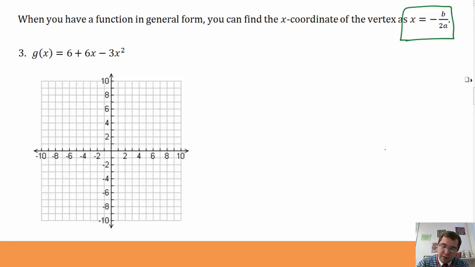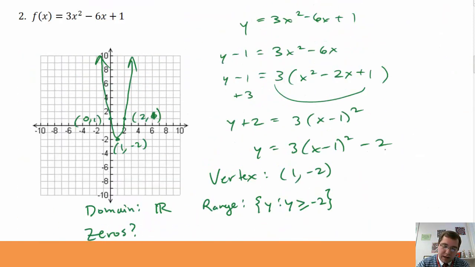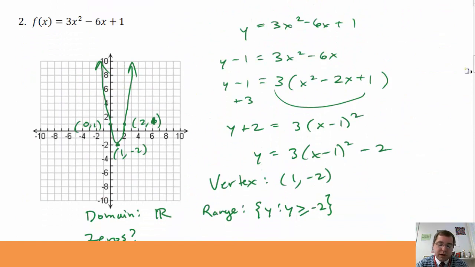So in the previous example, in order to find the vertex, I had to complete the square and put it in vertex form. But if I had taken negative b over 2a, I would have negative of negative 6, that's positive 6, over 2 times 3, which is 6, so I would get 1. And that was the x-coordinate of my vertex.